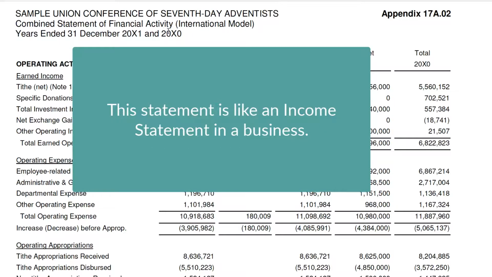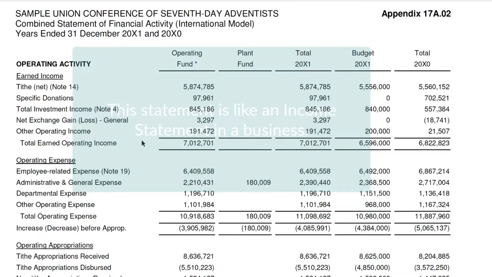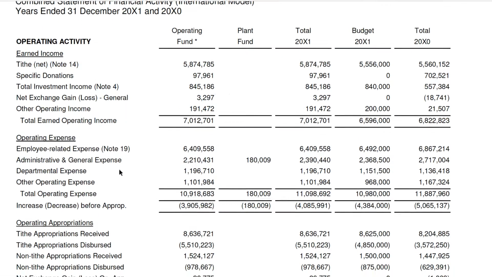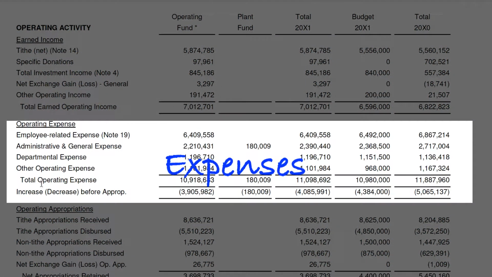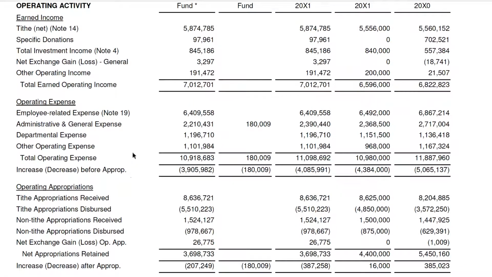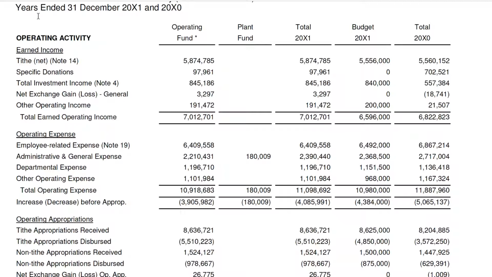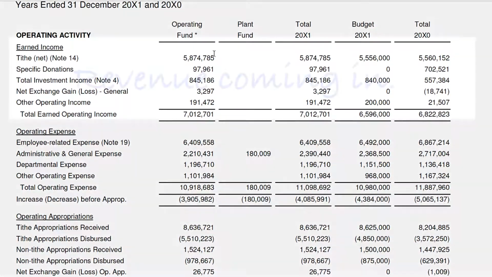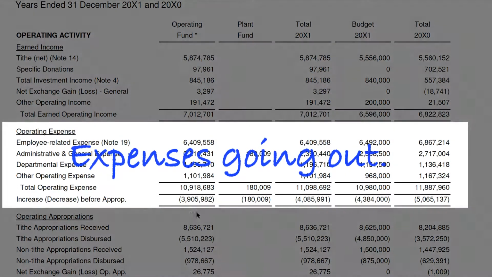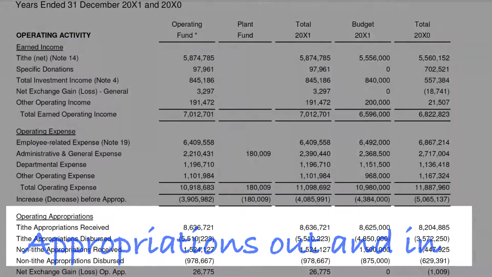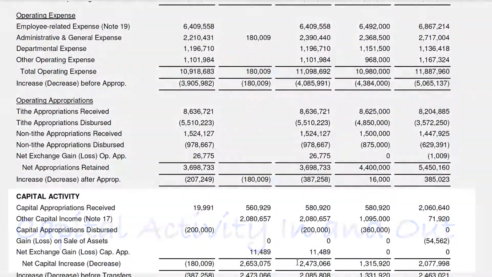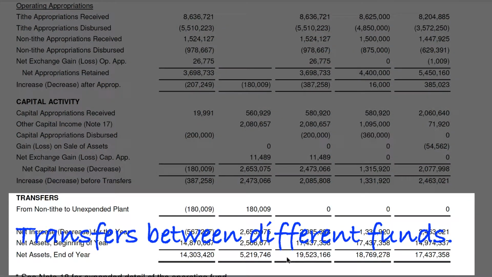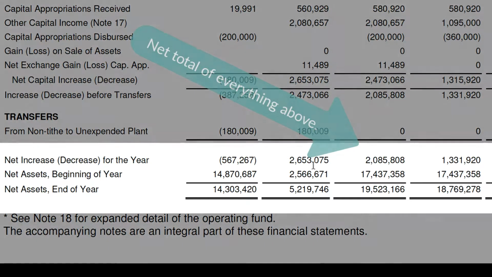This is close in meaning and purpose to an income statement in a business. In general, at the top we have our revenue, our income, money coming in and money going out, and this is an operational portion. The statement is divided into two parts: operating activity and capital activity. We have the operating portion, revenue coming in, expenses going out, appropriations, and a net increase from operations. Then we have capital activity having to do with our buildings, and we have transfers, which I will explain later, and we have our net surplus or deficit.